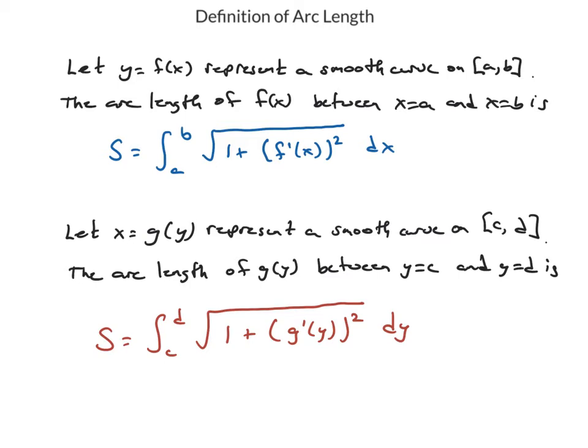But now keep in mind that we could be dealing with things where x is written as a function of y. And so in this case, we're going to let x equal g of y represent that smooth curve on an interval where y goes from c to d. And the length of g of y between y equals c and y equals d is equal to the integral from c to d of the square root of 1 plus g prime of y, that thing squared, dy. Now let's take a look at an example.